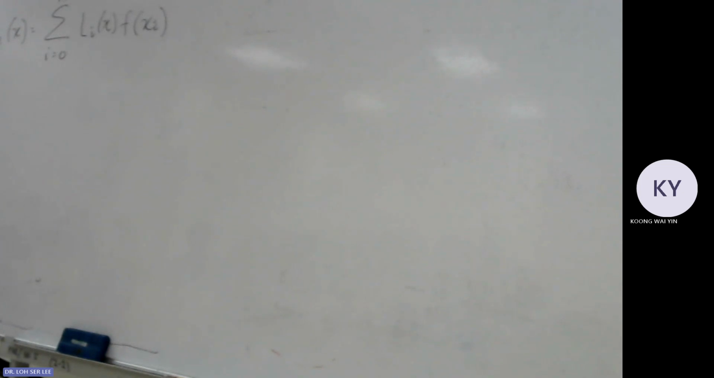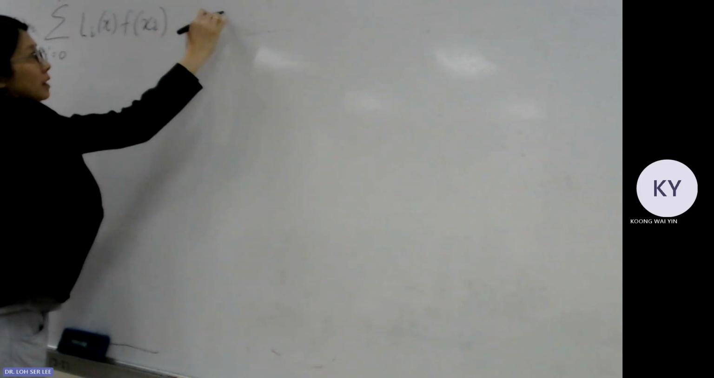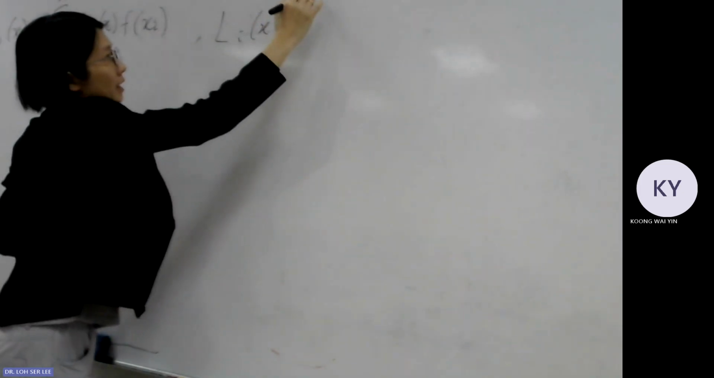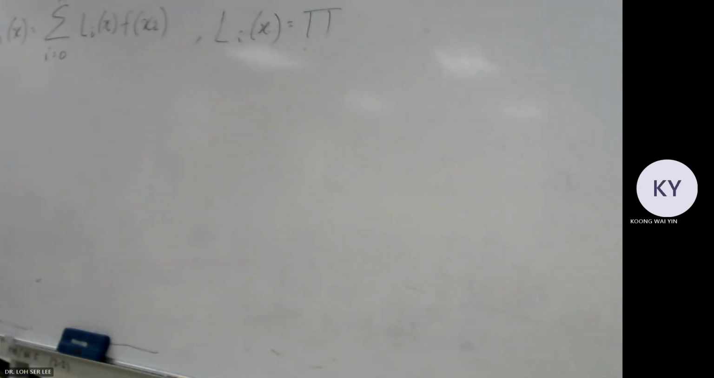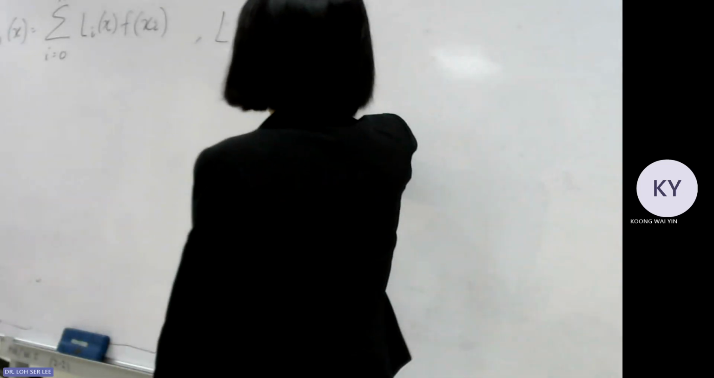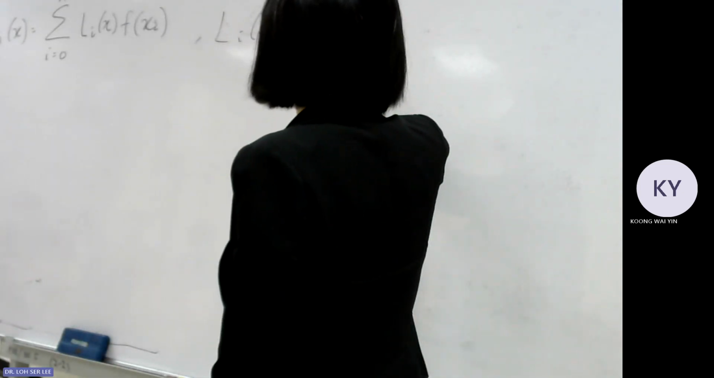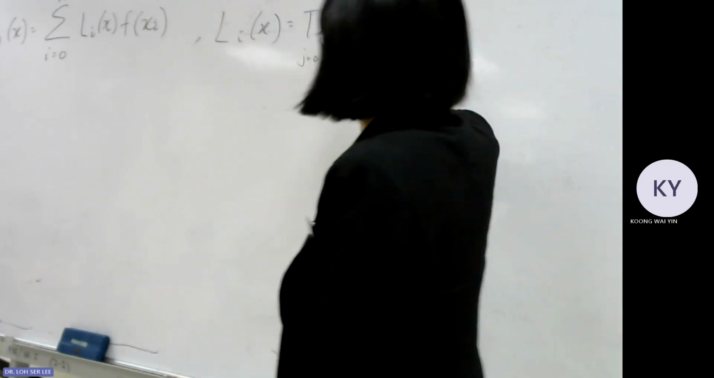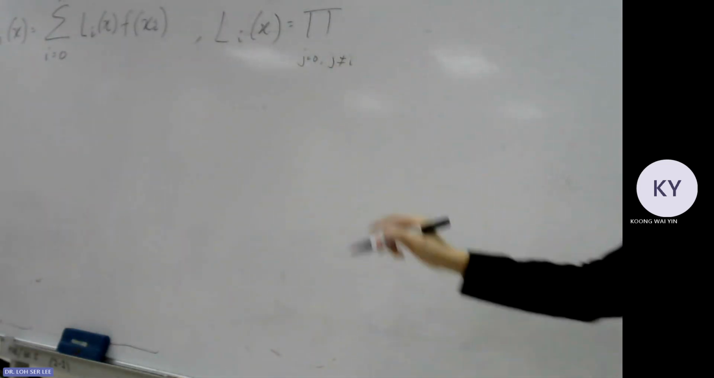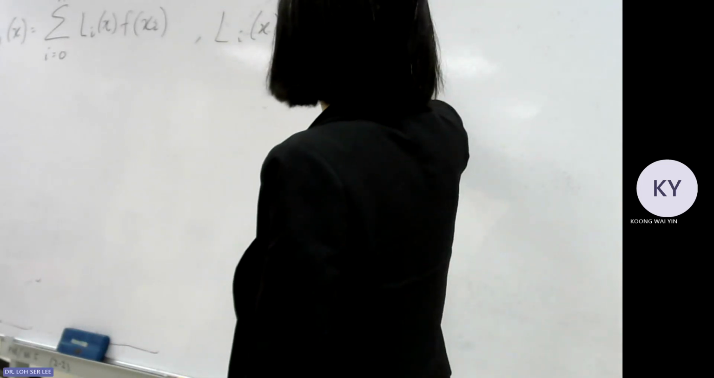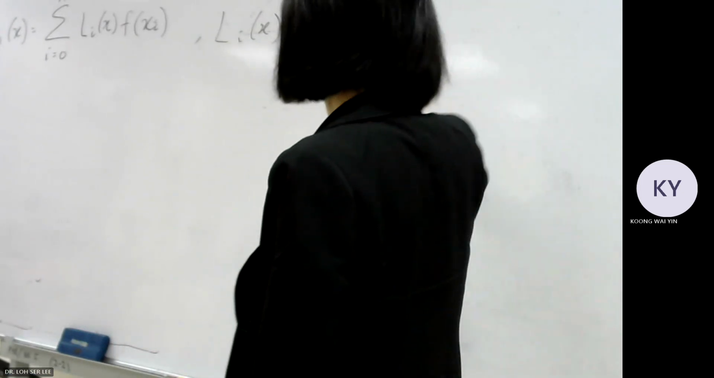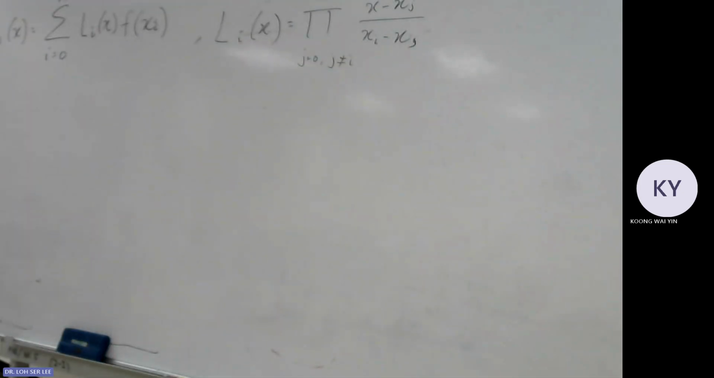Okay, this is the formula for Lagrange. This one where your L_i(x) has the formula of this big pi. Big pi, j equals 0, but j is not equal to i, up to n. So inside here, you have x minus x_j over x_i minus x_j.